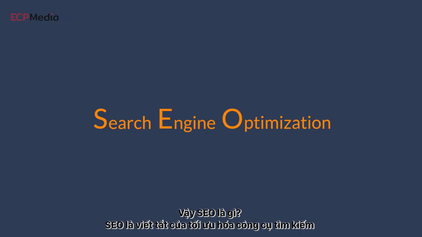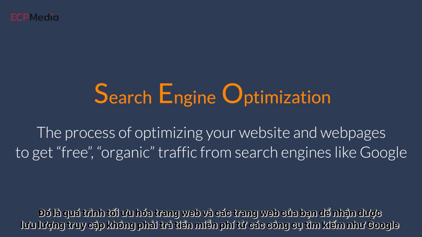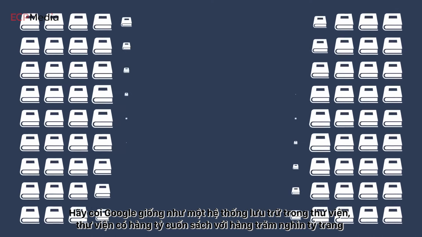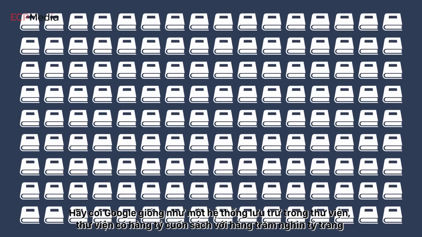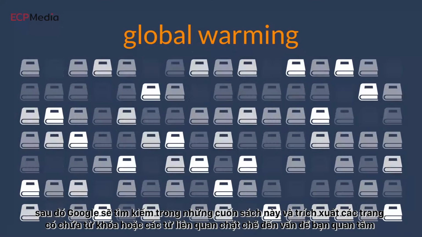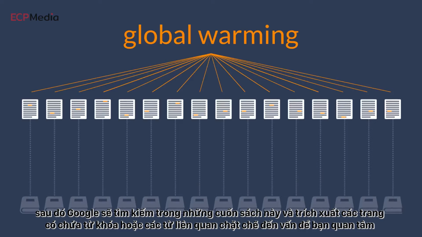SEO stands for Search Engine Optimization. It's the process of optimizing your website and web pages to get free organic traffic from search engines like Google. Think of Google like a filing system in a library. The library has billions of books with hundreds of trillions of pages. So let's say that you want to find something on global warming. Then Google would search through these books and extract pages that contain your keywords or closely related words.